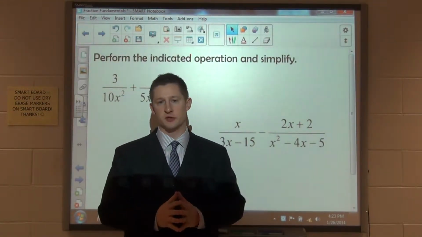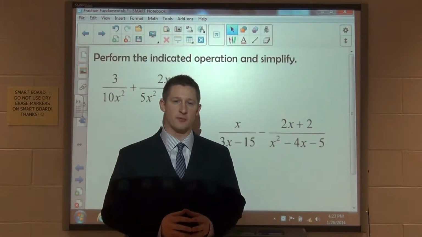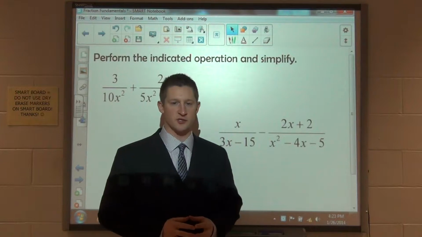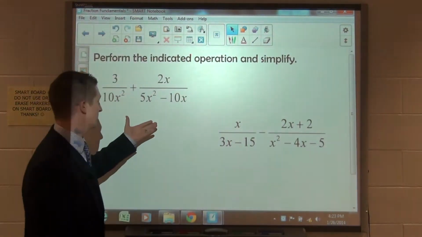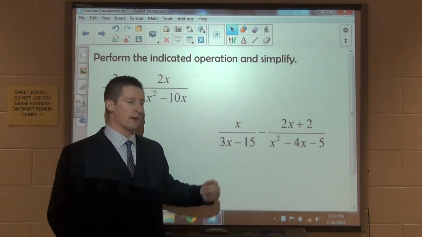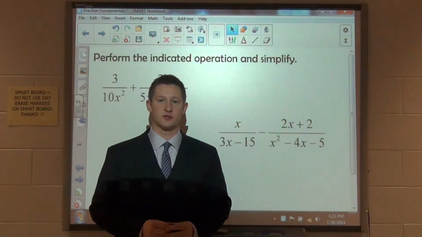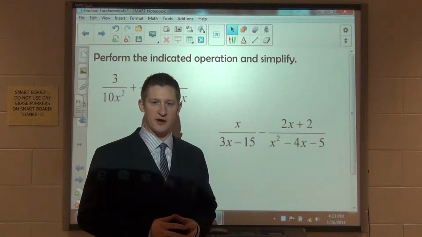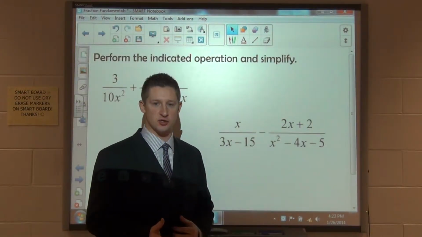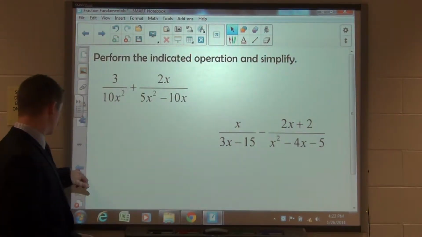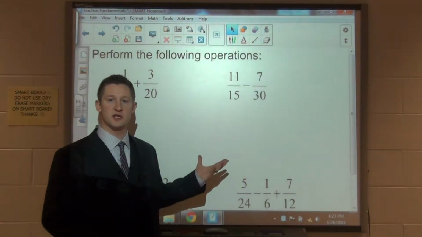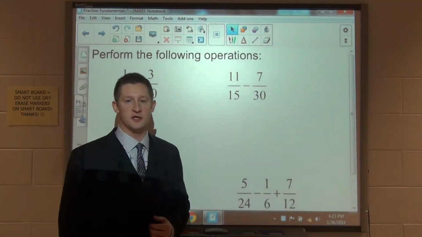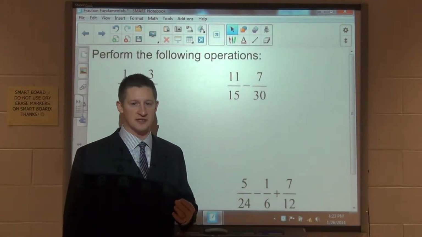One of the skills that you'll be learning in this unit is how to perform operations such as addition and subtraction on rational expressions like the ones that you see here. Now, before we can add or subtract two rational expressions such as these, we have to have a great understanding of how to add and subtract fractions in general, such as the ones that you would see here.